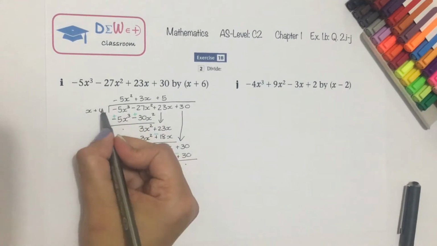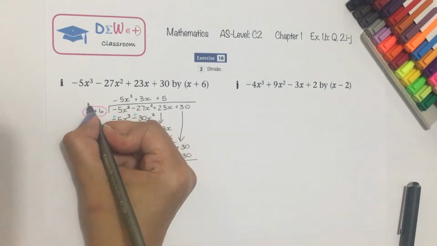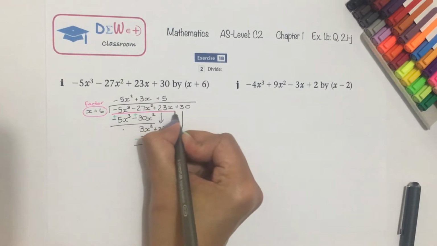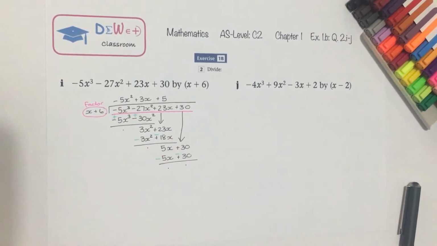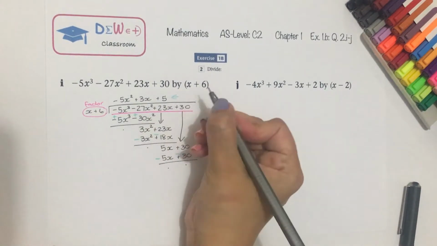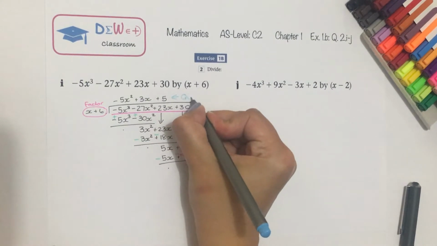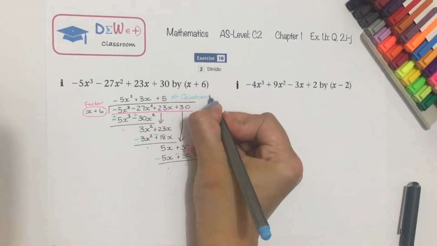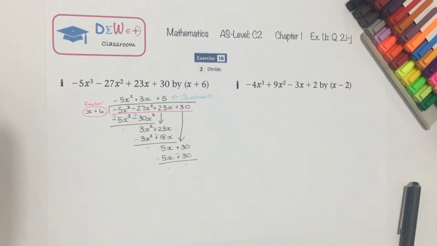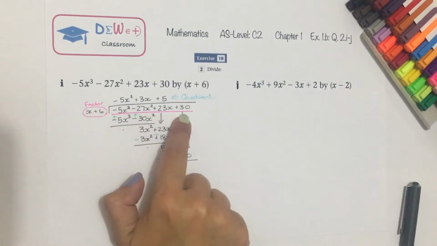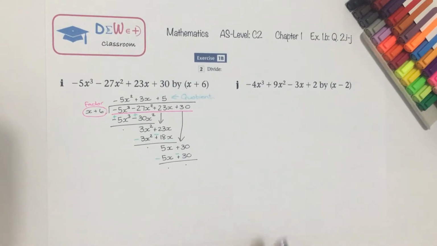So then we can say that x plus 6 is indeed a factor of this whole polynomial, because the remainder is 0. And then this answer that we got here, when we divide this by this, is our answer, and this is known as the quotient. Okay, when you do the reverse, the quotient times the factor will be equal to your polynomial.